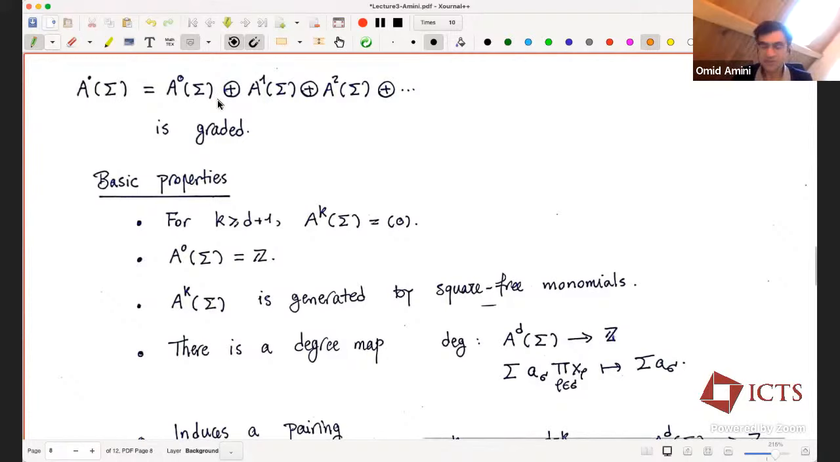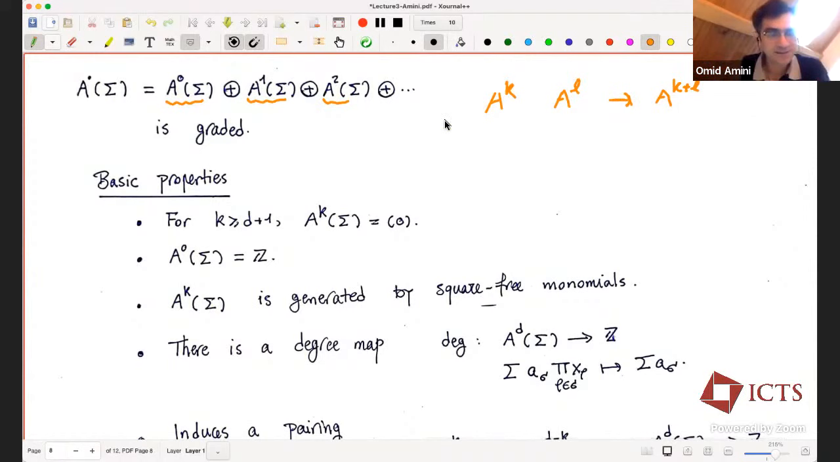So basically you can write the Chow ring of sigma as the part which is degree zero, the part which consists of degree one elements, degree two elements, and so on. So this gives you a grading. And of course, it's a ring. You can take the product of elements. If you take a product of an element which is in A^k and an element which is in A^l, the product will be in A^(k+l). Because you have to remember that these are still the polynomials which survive. So the degree is additive. If you take the product of two polynomials, the degree of the product is the sum of the degrees. Okay, so these are the basic properties of this Chow ring.